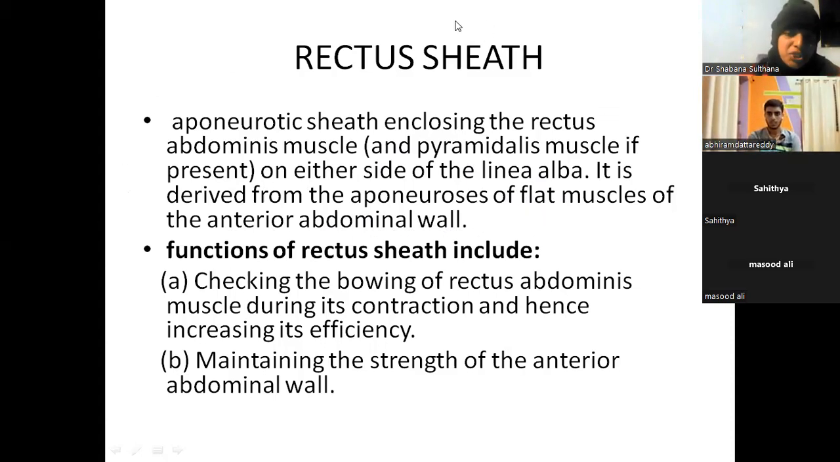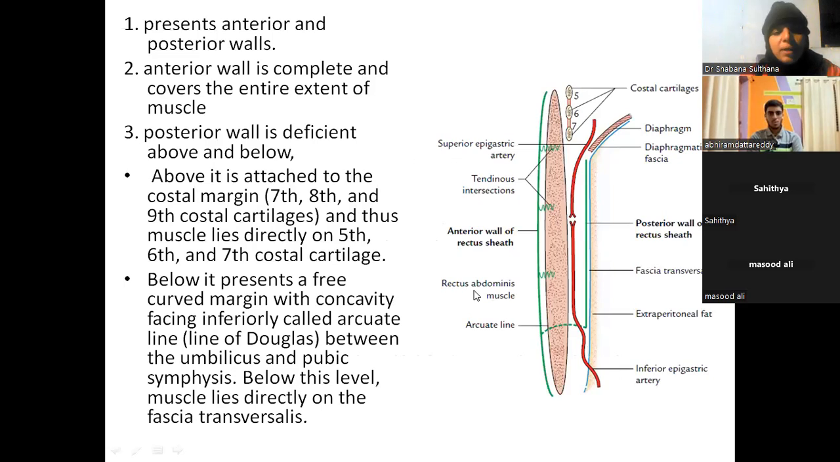Now, why should this sheath be present? What is the necessity of this rectus sheath? It is preventing the bowing of the rectus abdominis muscle during its contraction, so it is not bulging out. Hence, the muscle efficiency is increased. Okay, it maintains the strength of the anterior abdominal wall.